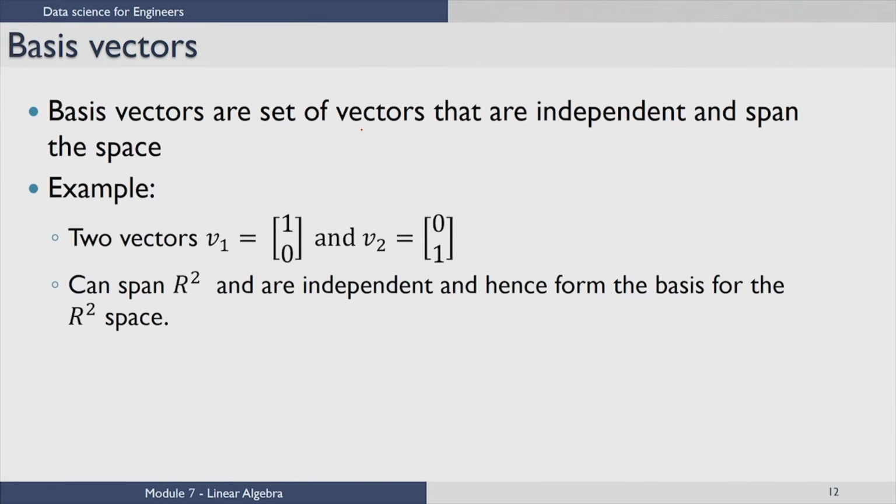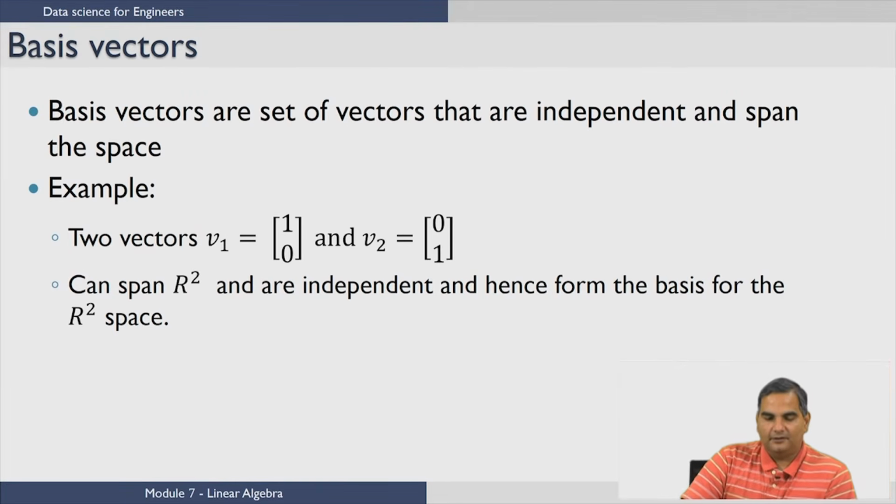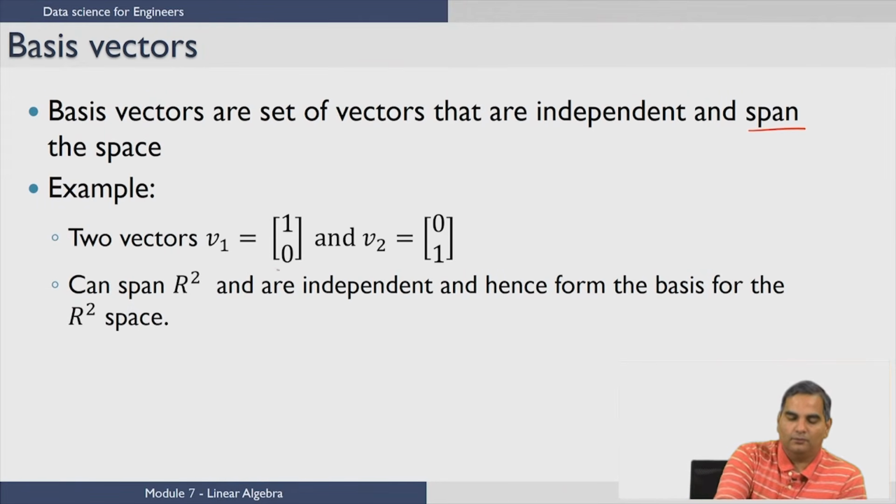So we can formally say the following: basis vectors for any space are a set of vectors that are independent and span the space, and the word span basically means that any vector in that space I can write as a linear combination of the basis vectors. So, in the previous example we saw that the two vectors v1 = (1, 0) and v2 = (0, 1) can span the whole R squared, and you can clearly see that they are independent of each other because no scalar multiple of this will be able to give you this vector.